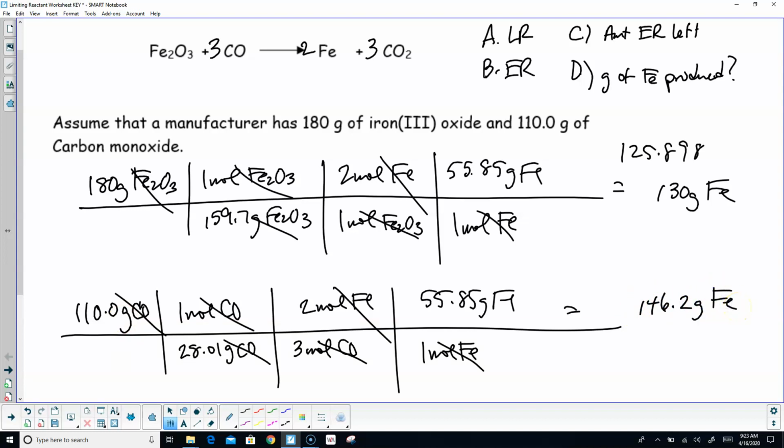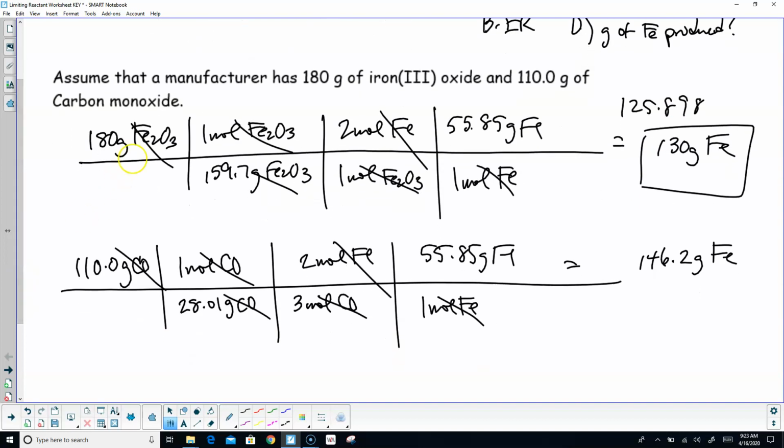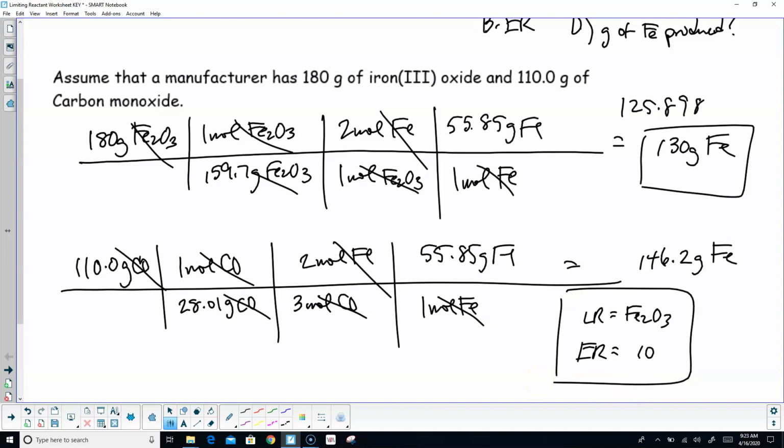So how many can you produce? Can you produce 142 or 130? It's the smaller amount, 130. Okay, so what's your limiting reactant? It's going to be the iron 3 oxide. So limiting reactant, Fe2O3, that's part A. And then part B asks for what was your excess. That's the other one, carbon monoxide. Okay, so there's answers to parts A and B.